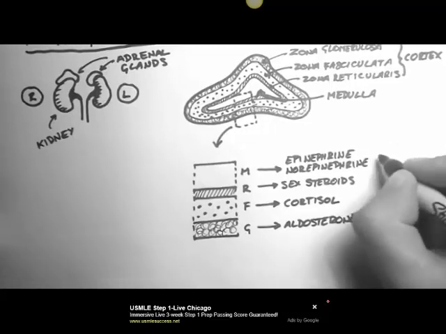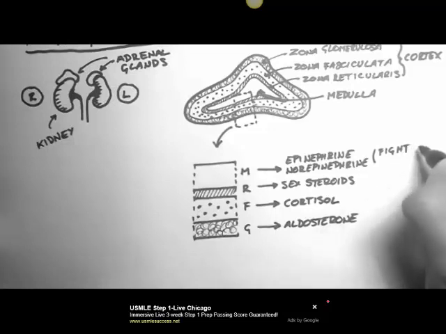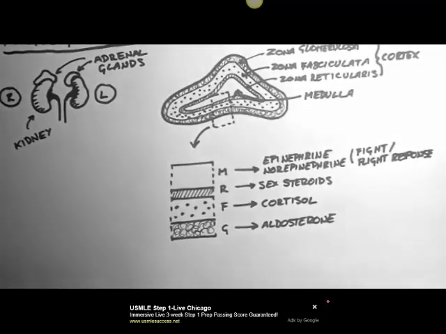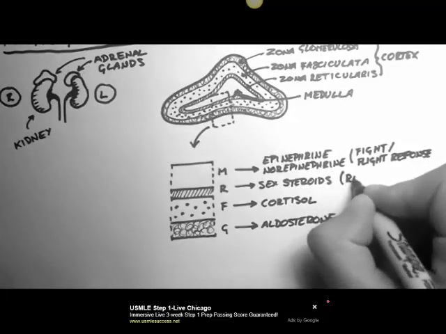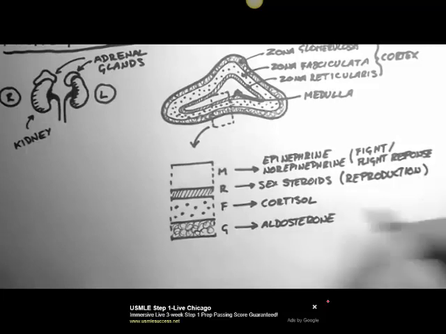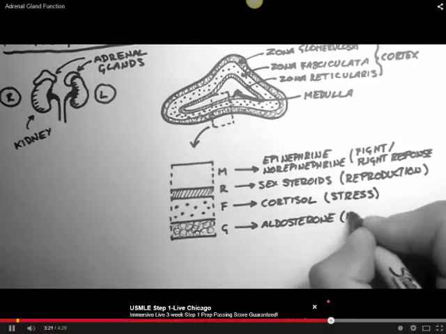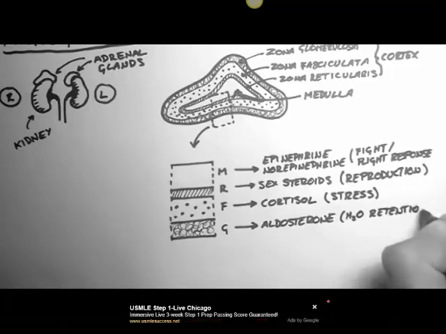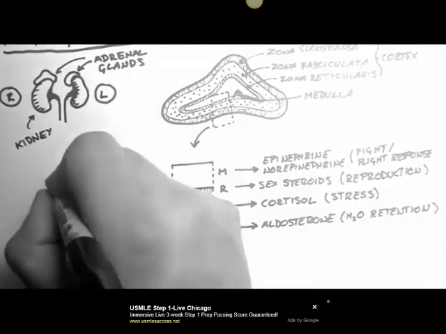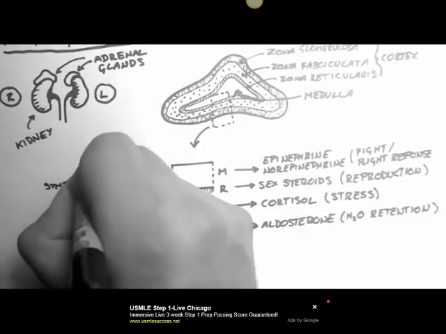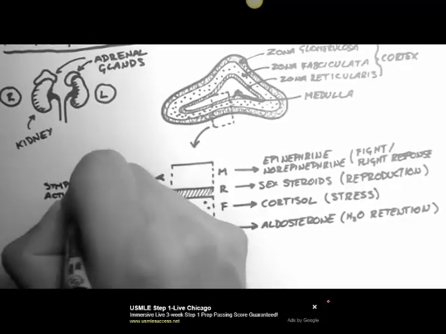Now, epinephrine and norepinephrine are signals of a fight or flight response. The sex steroids are important for reproduction. Cortisol is a stress signal, and aldosterone is important in water retention. Now let's have a look at their control. The medullary release is controlled very simply by sympathetic activation. So it's controlled neurally. The rest are controlled hormonally.